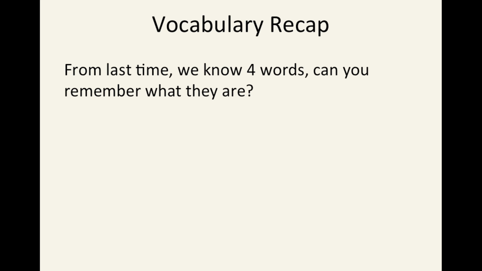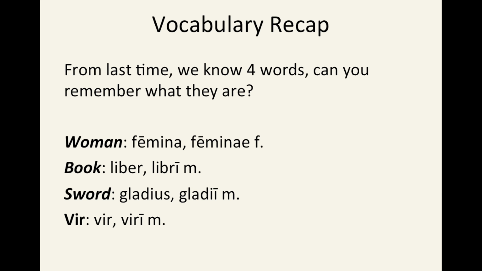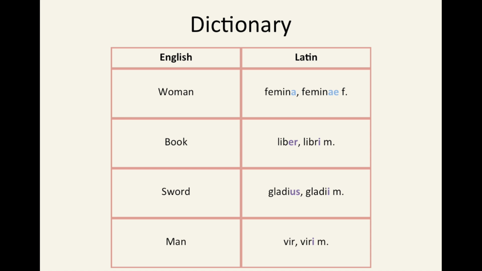Okay, so can you remember the 4 words we learned in Lesson 1? They were femina, liber, gladius, and vir. So now that we know a few words, we can create a mini English-Latin dictionary. Okay, and yes, I do realise that it's not a proper dictionary because the entries aren't ordered, but it is sufficient to illustrate the point that I'm going to make.